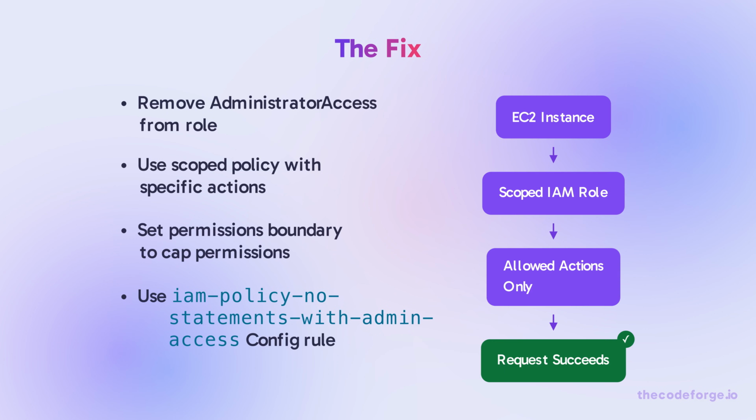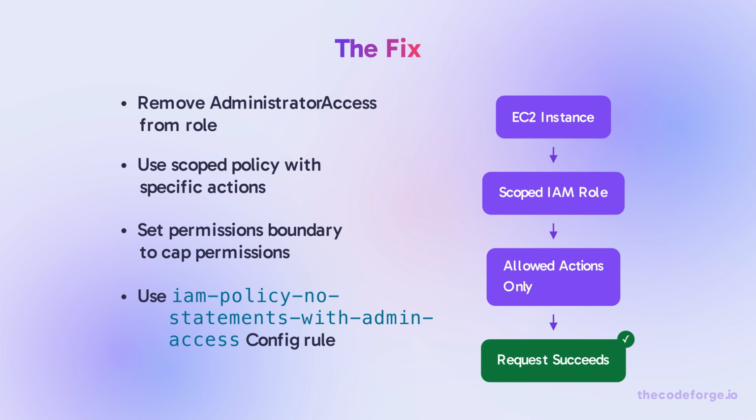The fix is to never attach administrator access to any compute role. Instead, use service-specific policies and always set a permissions boundary to cap maximum permissions. Deploy the Amazon Web Services config rule, identity and access management policy no statements with admin access, to alert within minutes if a role receives admin permissions.